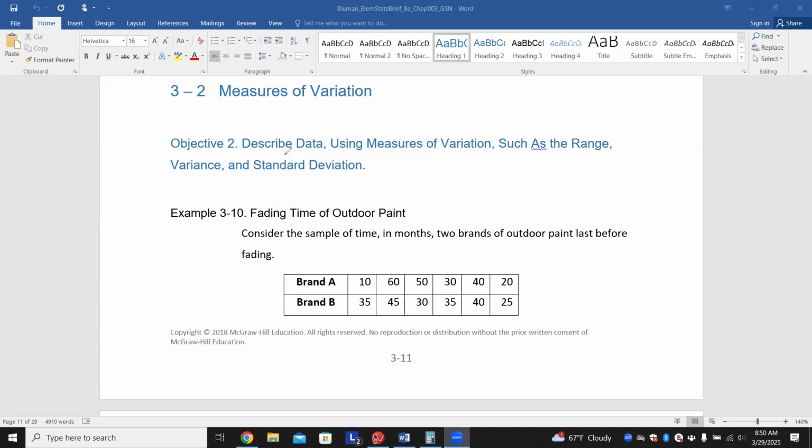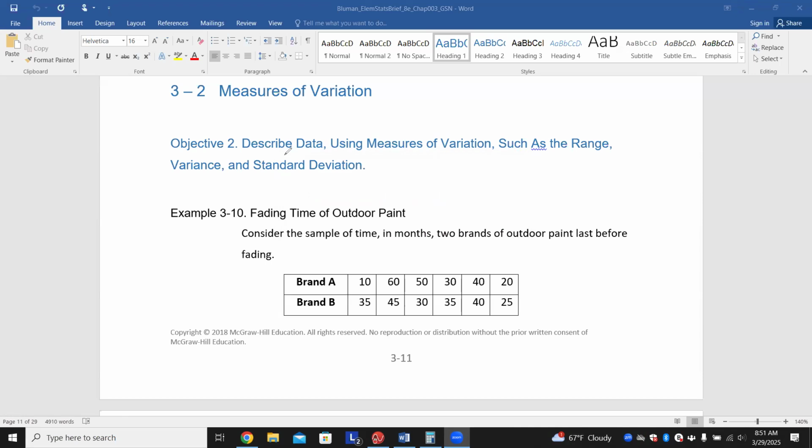Alrighty, in this video, we're going to be talking about two measures of variation. So our second objective in this chapter is to describe data using measures of variation, such as the range, variance, and standard deviation. So let's jump right into the first example.